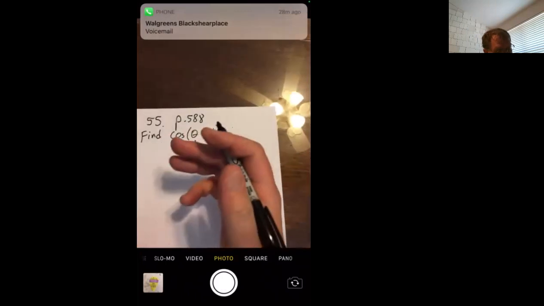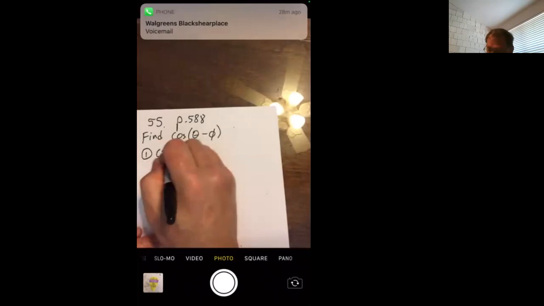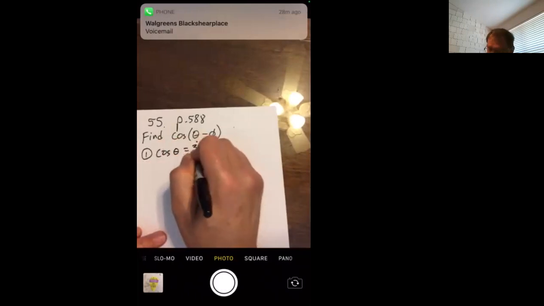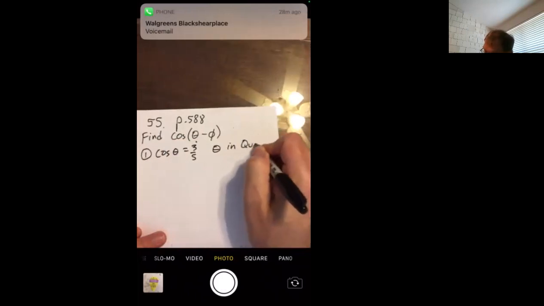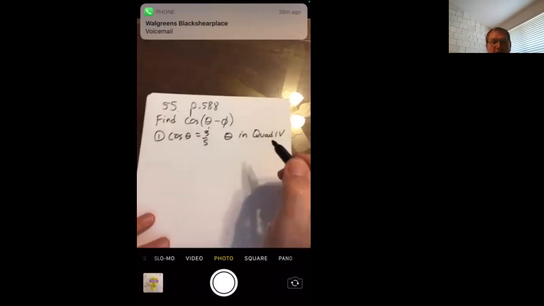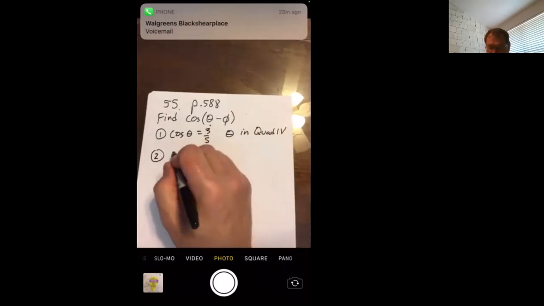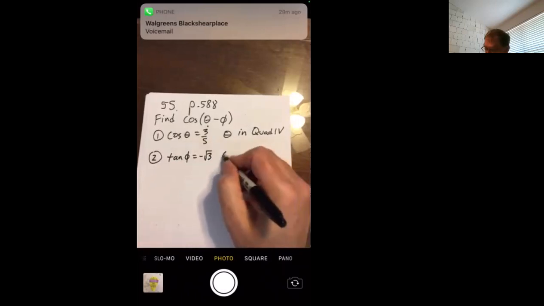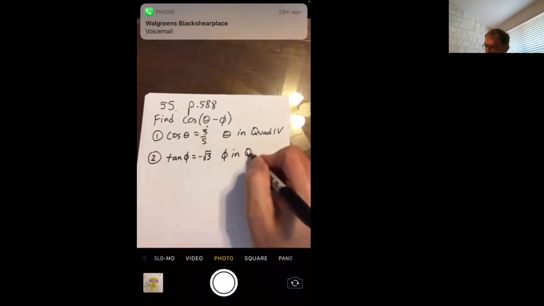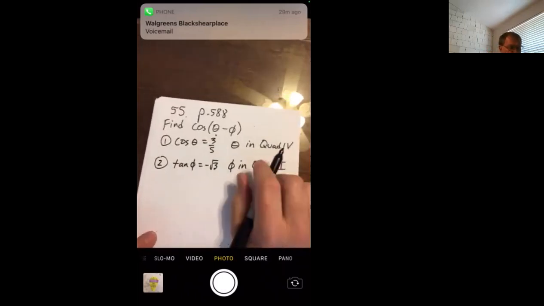They don't really number these conditions. I saw number 1. Okay, cosine of theta is 3/5, and your theta is in quadrant 4. Puzzle this out. A tangent phi, we'll call it number 2. Your tangent phi is negative root 3, and phi is in quadrant 2. All right, I hope you can puzzle this out.